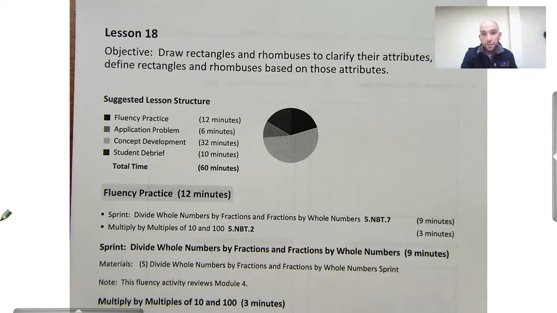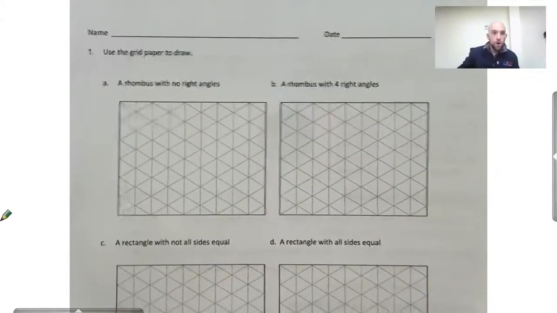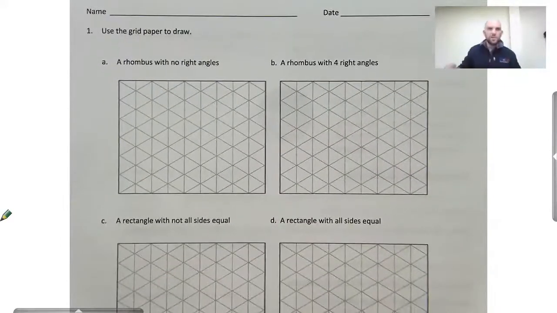We're going to draw rectangles and rhombuses to clarify their attributes and define rectangles and rhombuses based on those attributes. Let's take a look at our first question. It says, use the grid paper to draw. And the first one it asks us to draw is a rhombus with no right angles.